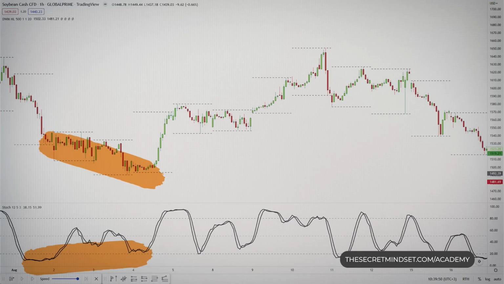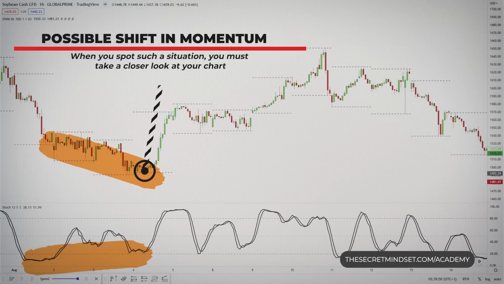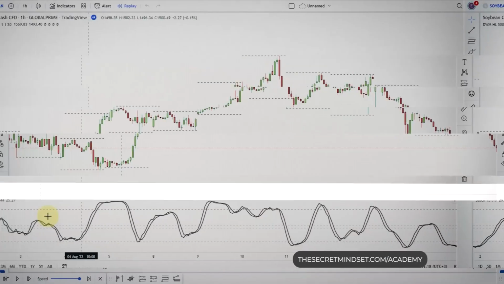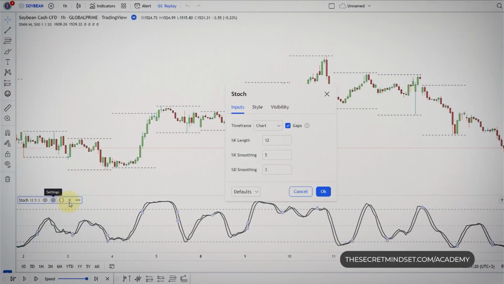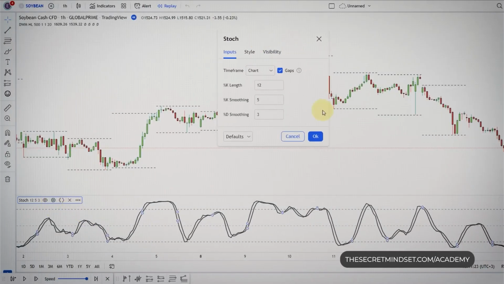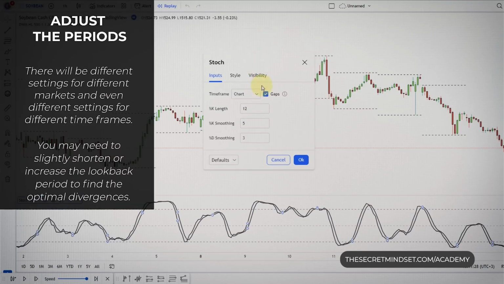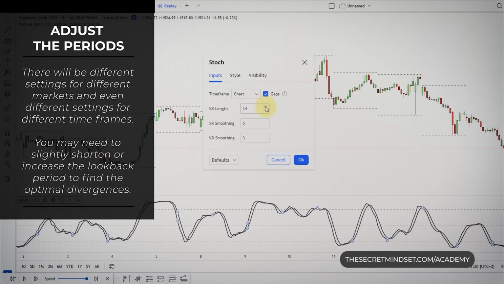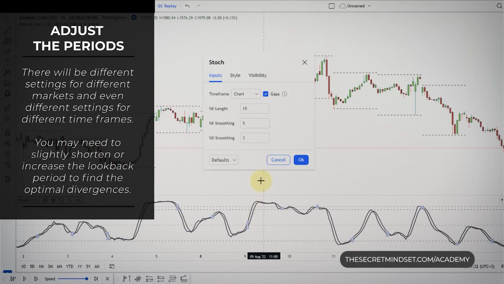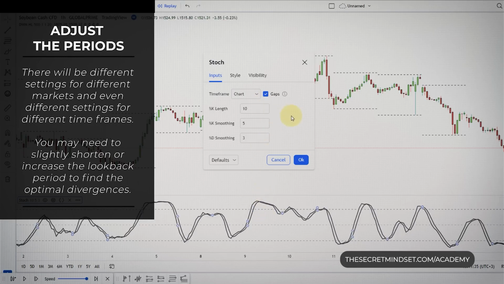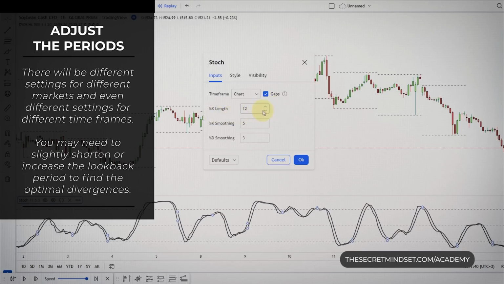I'm a big fan of divergences because this type of signal warns you about a possible shift in momentum. When you spot such a situation, you must take a closer look at what is really happening. Now, regarding the settings of stochastic, I use these periods, but these are not set in stone. There will be different settings for different markets and even different settings for different time frames. You may need to slightly shorten or increase the look-back period to find the optimal divergences.